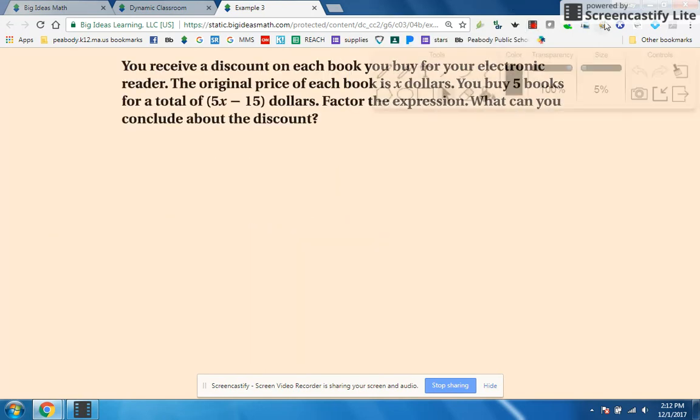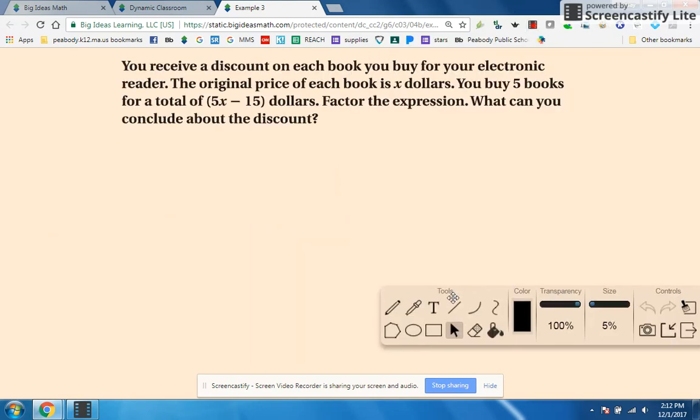Here's an example of where you could see this kind of thing in the real world. It says you receive a discount on each book you buy for your electronic reader. The original price of each book is X dollars. You buy 5 books for a total of 5x minus $15. Factor the expression. What can you conclude about the discount? Okay, so we have 5x minus 15. They want us to factor this out.